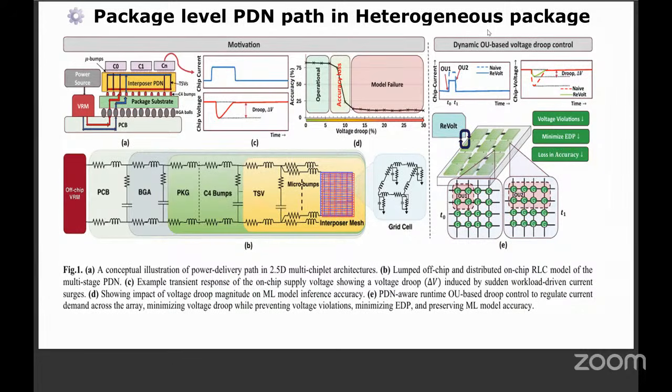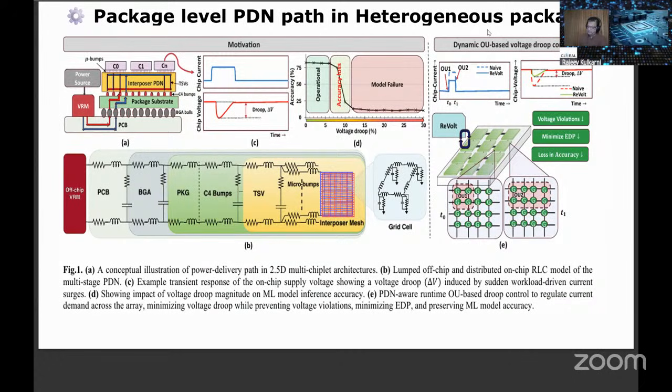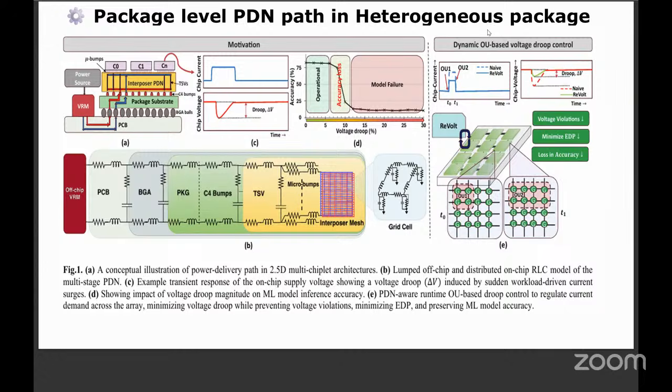On the left side, there is a red color off-chip voltage regulator module. Then you see inductance and capacitance networks. Then you see a BGA, then the package, then C4 bumps. C4 means your BGA balls. Then the through silicon via, and micro bumps at a second level in a 2D. Then there is the actual silicon shown like a mesh. This is the schematic diagram of a power distribution network.